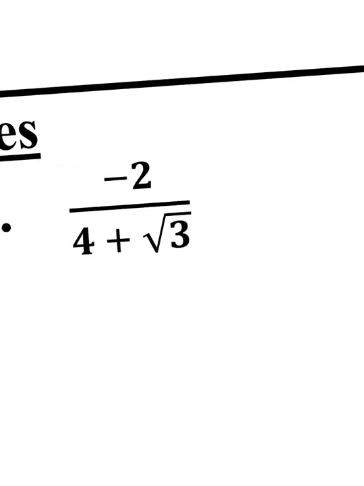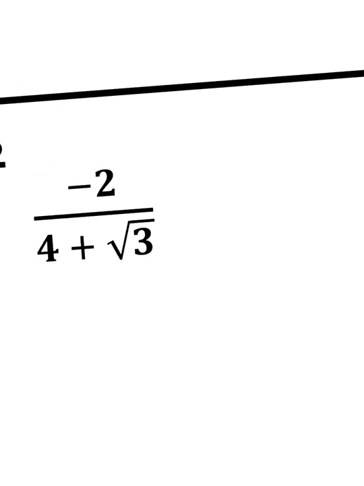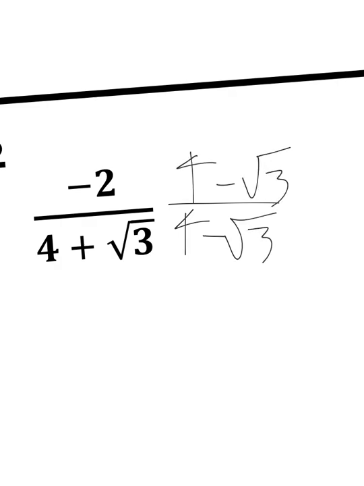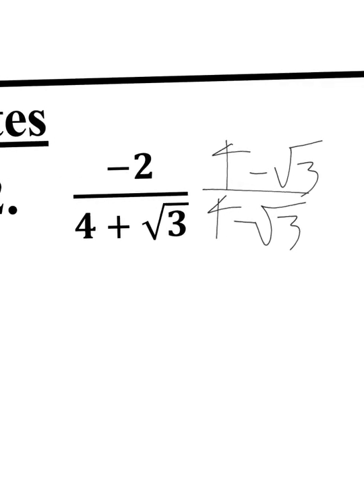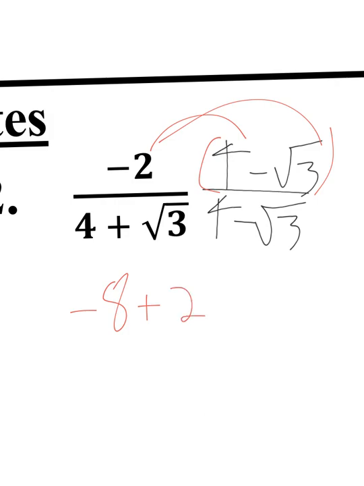So number 2, I'm going to take 4 plus the square root of 3 and write 4 minus the square root of 3. This is multiplying using the conjugate, or rationalizing. And then just distribute the negative 2: negative 8 plus 2 times the square root of 3, so you just have the number on the outside. You wouldn't do 2 times 3 and put square root of 6. That's not the same thing.